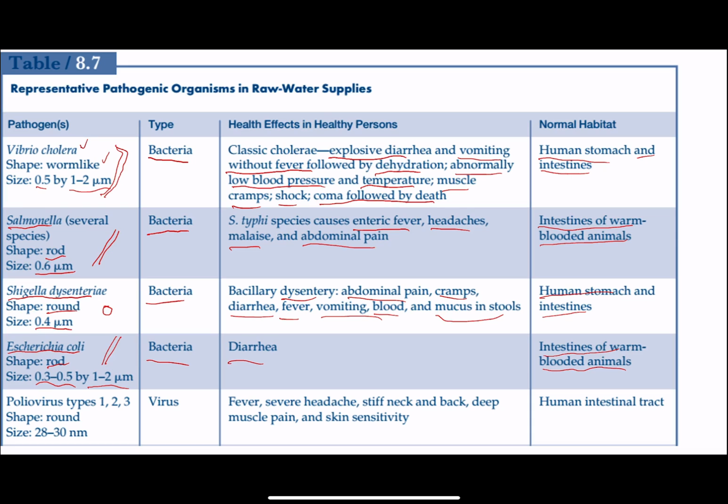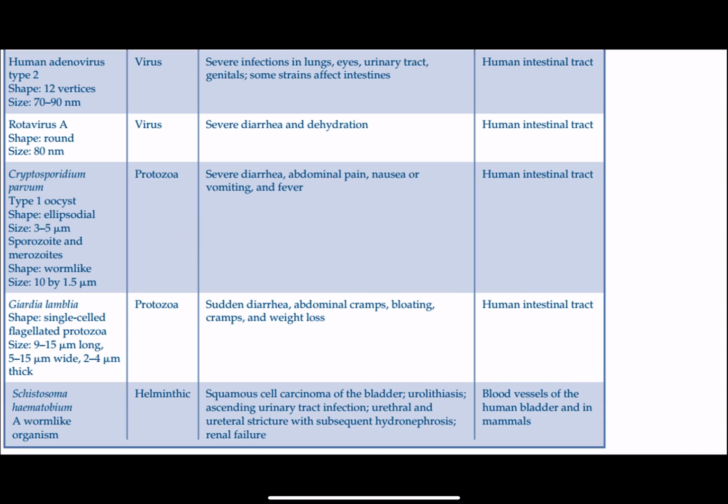The next one is poliovirus type 1, 2, 3, round, size 28 to 30 nanometers. Look at this size, nanometer, very small. This type, virus, causes fever, severe headaches, stiff neck and back, deep muscle pain, and skin sensitivity. Of course, normal habitat is the human intestinal tract. We'll keep going. Human adenovirus type 2. The shape has 12 vertices, size 70 to 90 nanometers. It's a virus. Human adenovirus causes severe infection in lungs, eyes, urinary tract, genitals. Some strains affect the intestines. Of course, this is human. Rotavirus A, round and size 80 nanometers, is a virus causing severe diarrhea and dehydration. Humans.